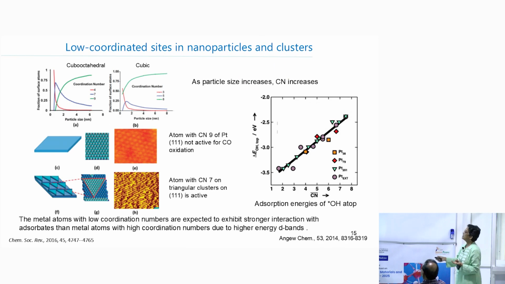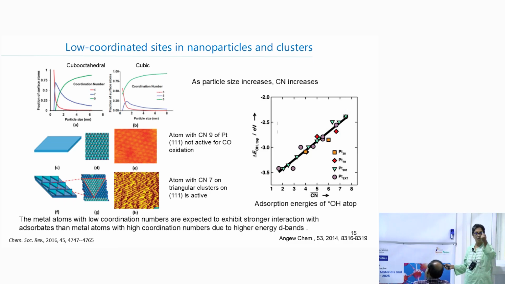So this is some of the results which came out, and these are all quite recent papers where they could prove it, because experimental conditions and spectroscopy methods became very advanced. So you can now see it. If you look at the cuboctahedral shape which I showed, which is the most prevalent, your coordination number increases as particle size increases, right? The same in the cubic also. So coordination number increases with particle size.